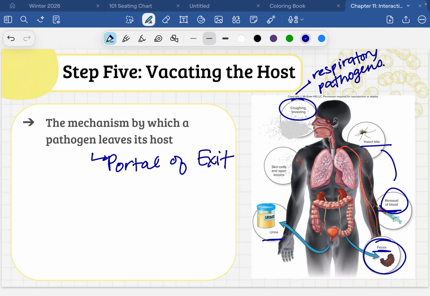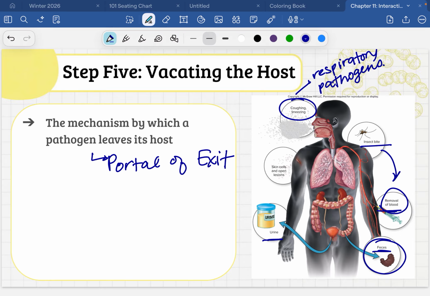Insect bites are kind of related to the same thing, because insects bite one person, they suck their blood, right? And so their blood and whatever's in their blood gets into this insect, and then this insect moves on and bites somebody else, and whatever they picked up from that first person is now being exposed to that second person. So that's kind of another way of moving blood from person to person.